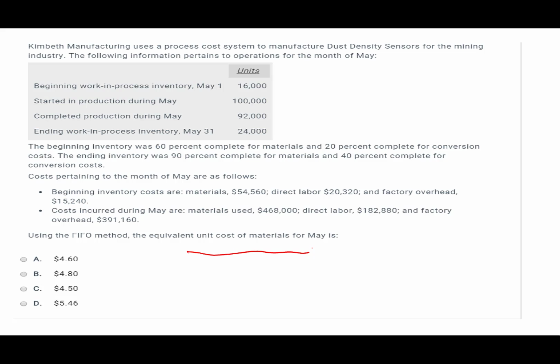It'll be your 54,560 plus 20,320 plus the 15,240. Okay, first of all, we're looking at materials, so we're not going to pick up any of these labor costs, right? We're just looking at materials, right? You have to come up with a separate number for materials versus labor because they have different equivalent units, right? This one's just asking me for materials. And what number do you want me to pick up?